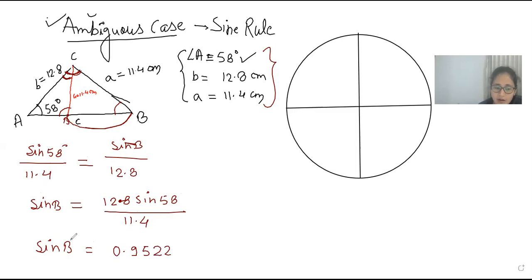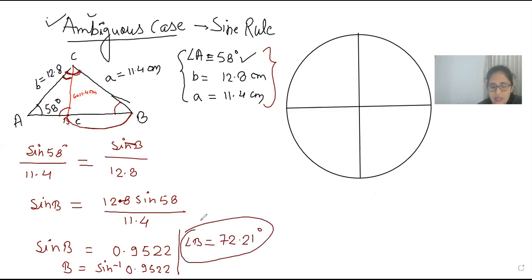Now you have to find the value of angle B. So angle B is equal to sine inverse of 0.9522. Find sine inverse of 0.9522, it will be equal to 72.21 degrees. So for the first case, you can see here, angle B is an acute angle, with a value equal to 72.21.